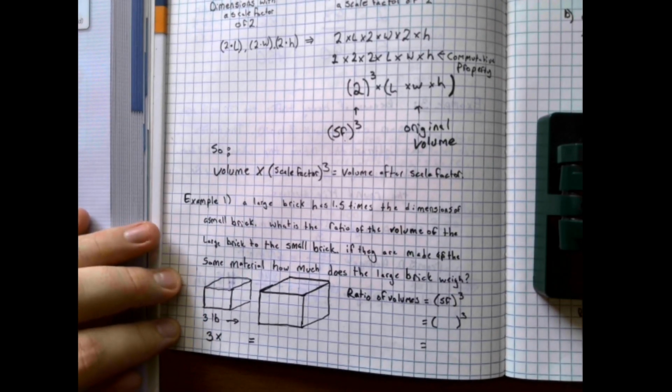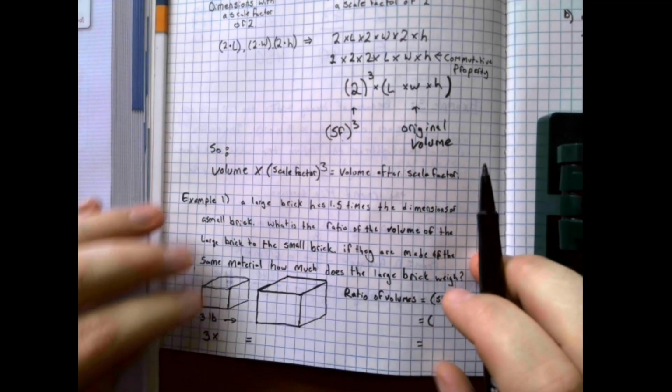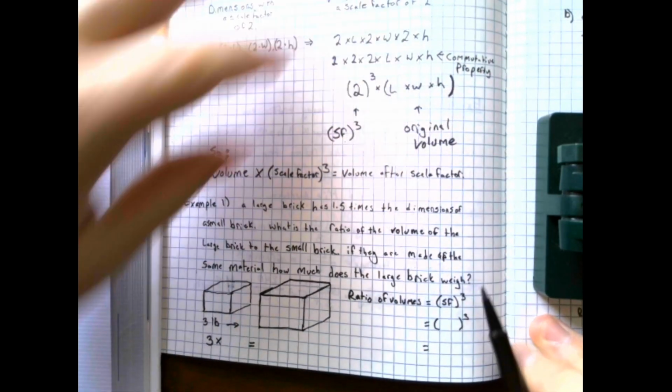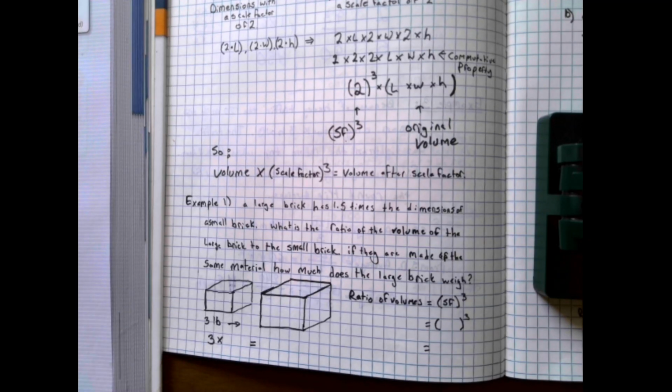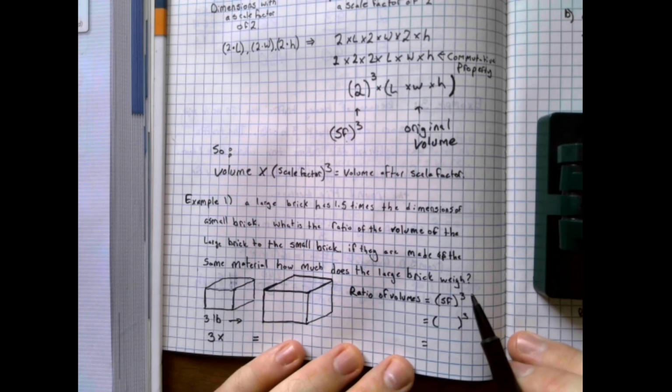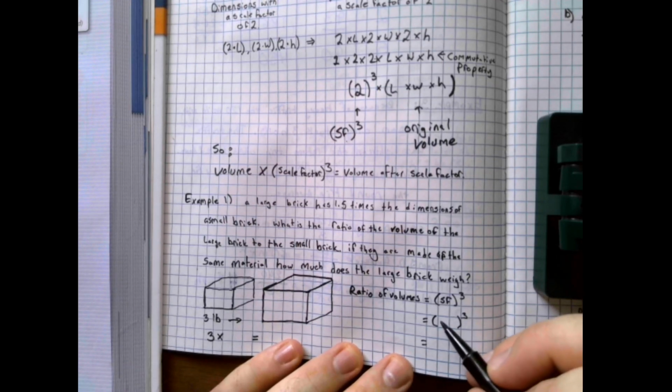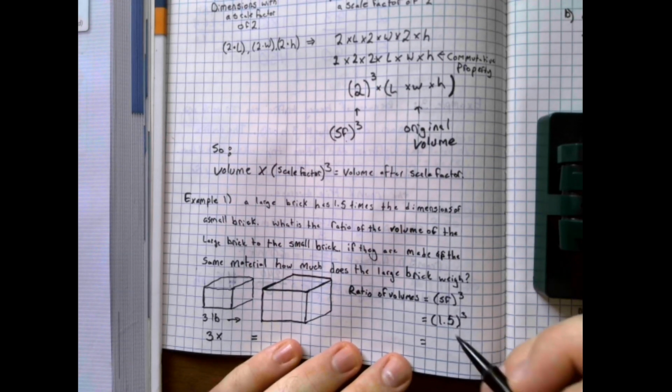So example 1 says a large brick has 1.5 times the dimensions of a small brick. What is the ratio of the volume of the large brick to the small brick? If they are made of the same material, how much does the large brick weigh? Well, all you'd have to do is take the scale factor and cube it. The scale factor is given to us as 1.5.